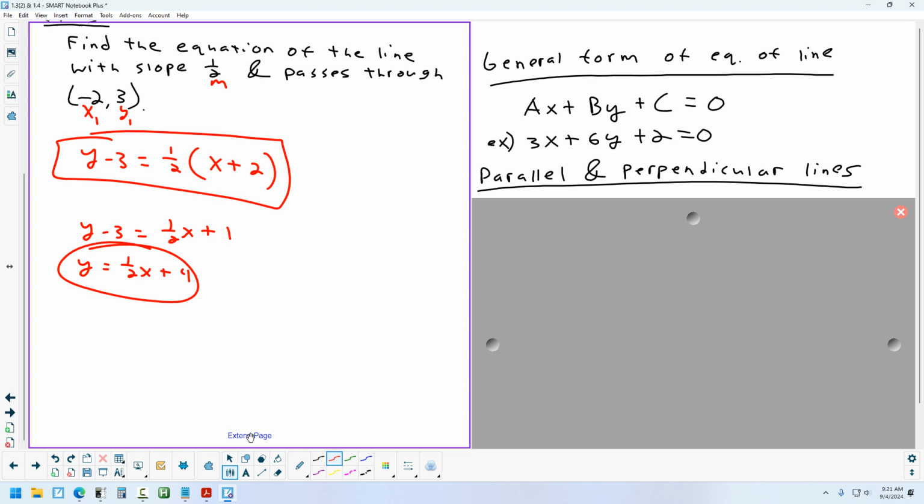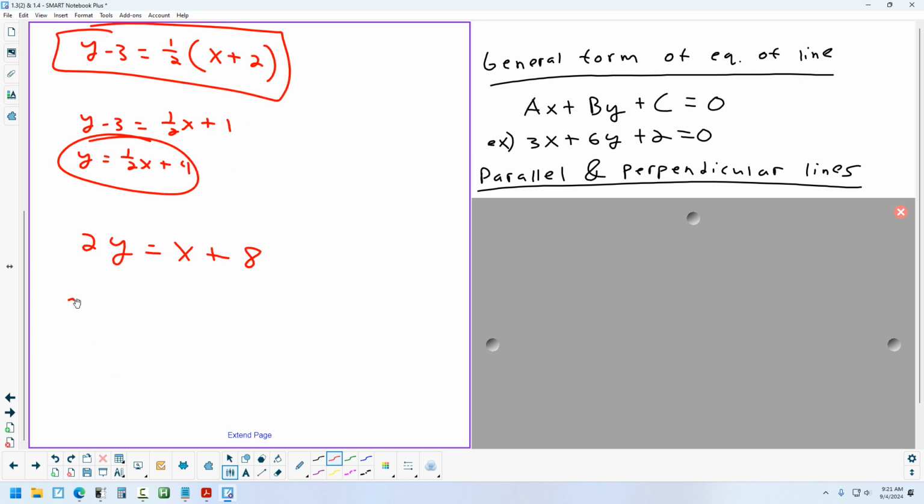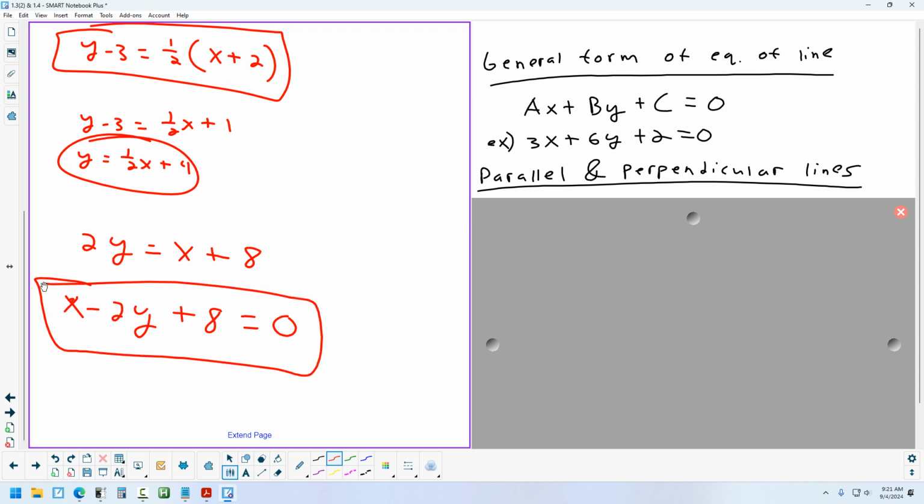Yeah, get it? If you multiply everything by 2, you'd have something like 2y equals x plus 8. And now if you put everything on one side, you could make it look just like general form. So you could have, let's say, x minus 2y plus 8 equals 0. I just minus the 2y to the other side. So that's something that would be considered general form.